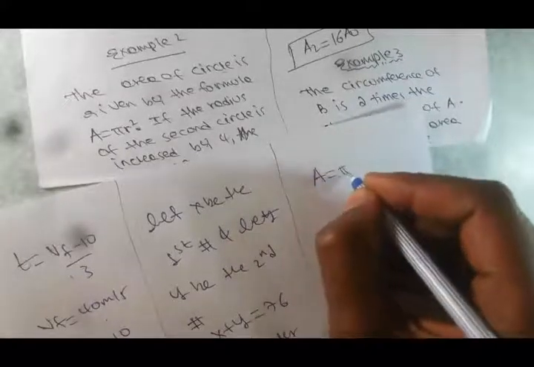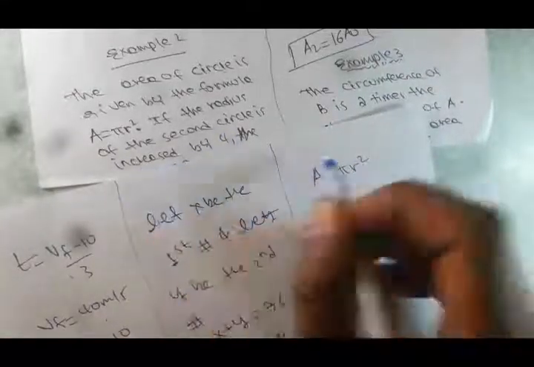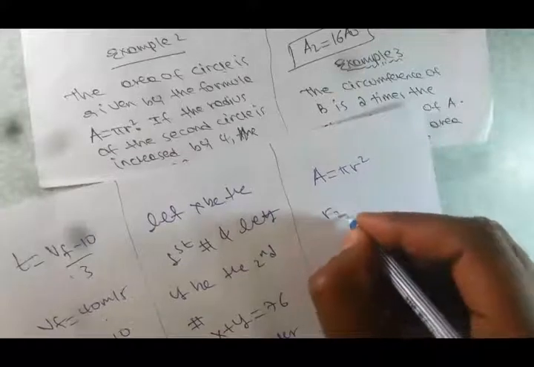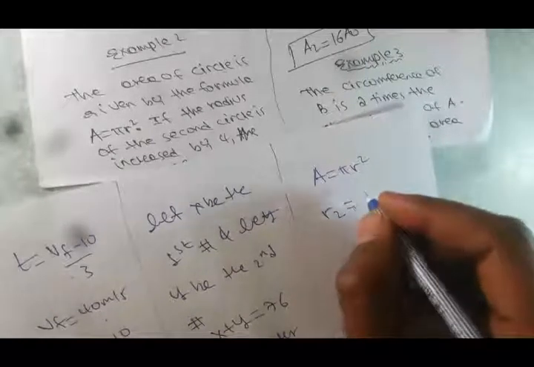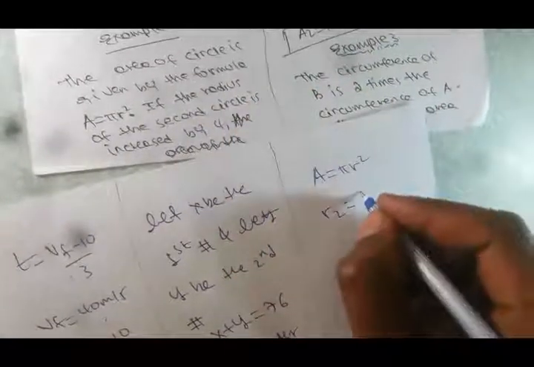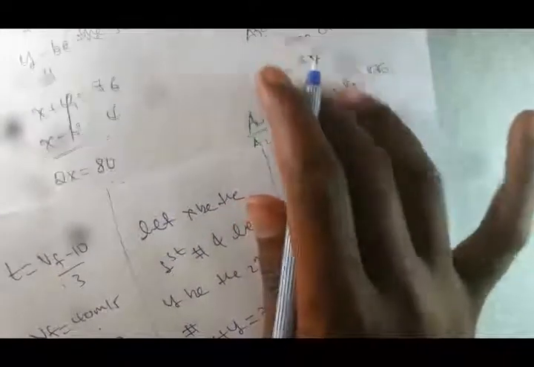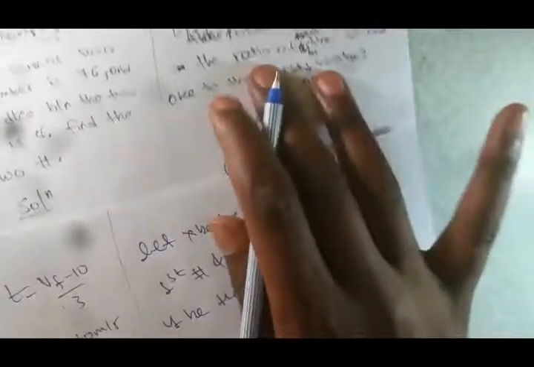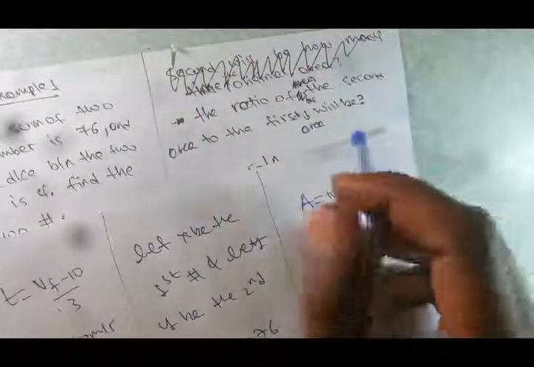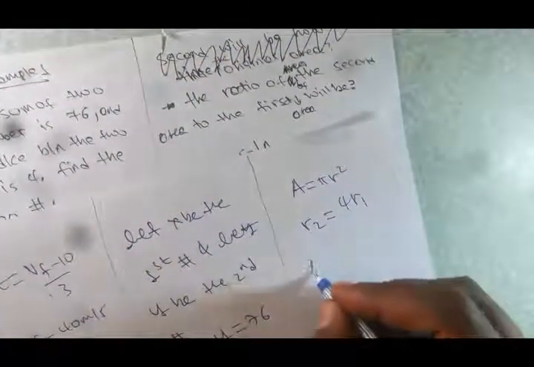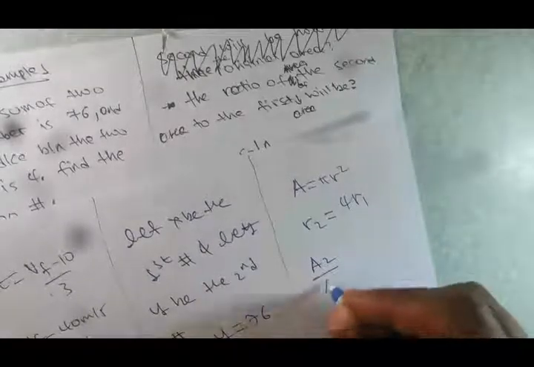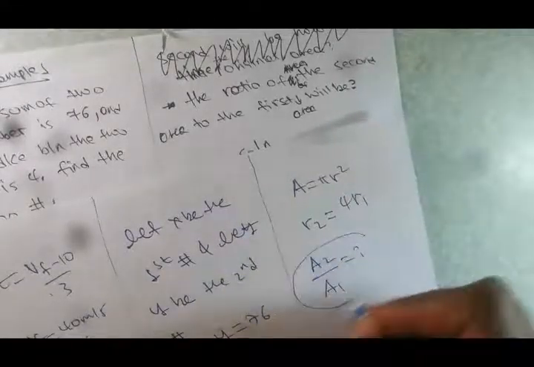And example 2 says that the area of a circle is given by the formula area is equal to pi r square. If the radius of the second, let's say r2, is equal to 4 times r1, we are asked to find the ratio of the second, a2, over a1. It was required to find this.